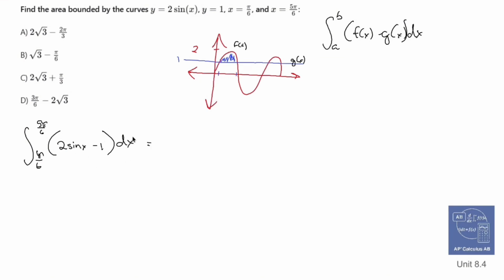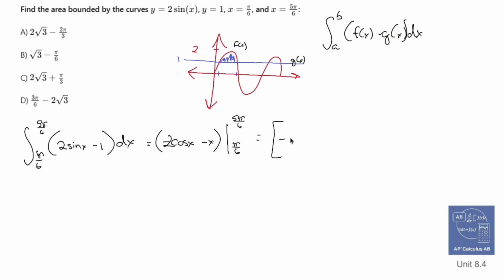Okay, we can just integrate immediately. The integral of sine is negative cosine, so 2 sine x becomes negative 2 cos x. And then the integral of negative 1 is minus x. My limits are still going to be pi over 6 and 5 pi over 6. So now we do a little plugging in.